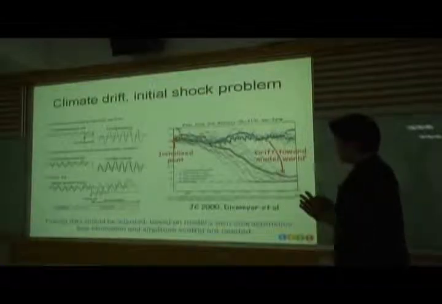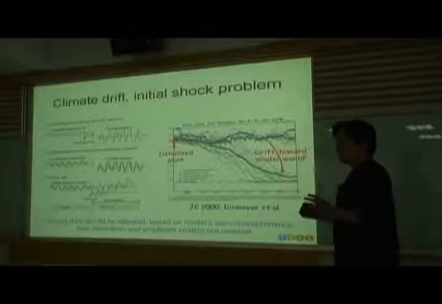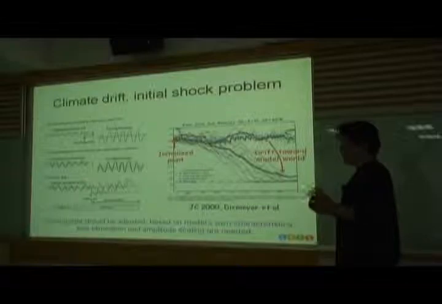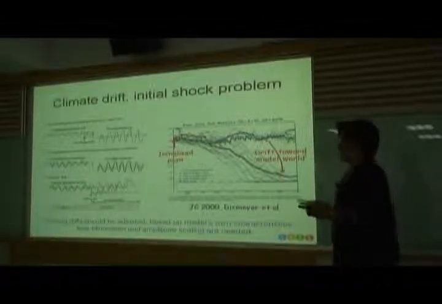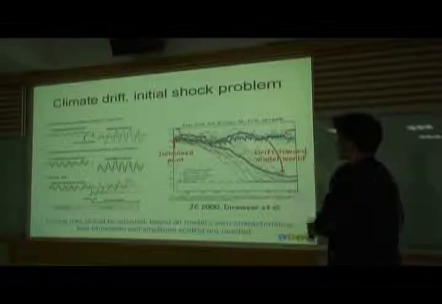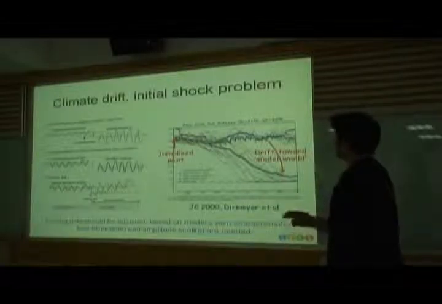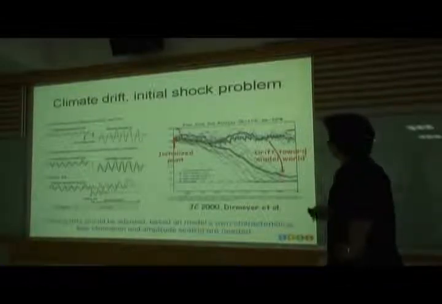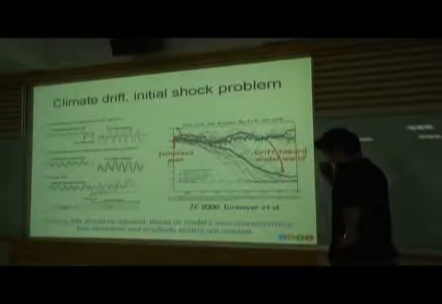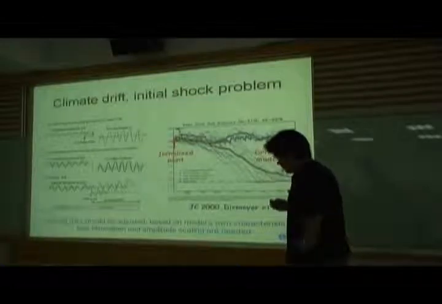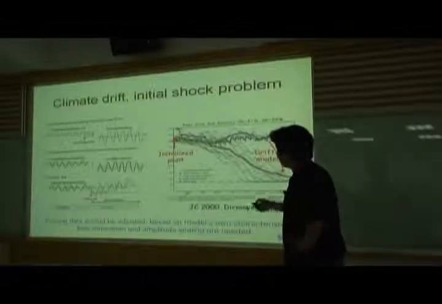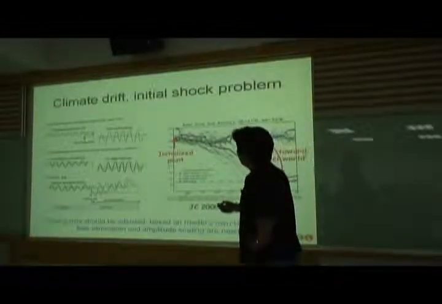But even if the land surface model is perfect, and the forcing data is perfect, suppose, we still have a problem using the land surface estimate for climate simulation. That is due to the climate drift and initial shock problem, due to the bias between the observation and the GCM.